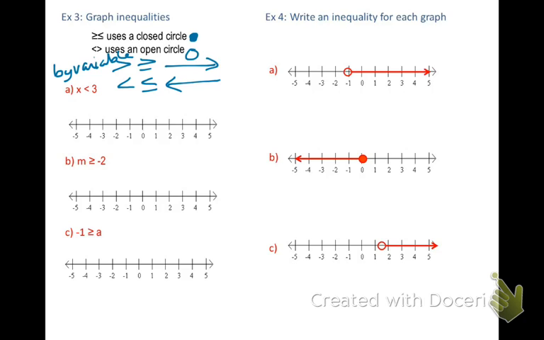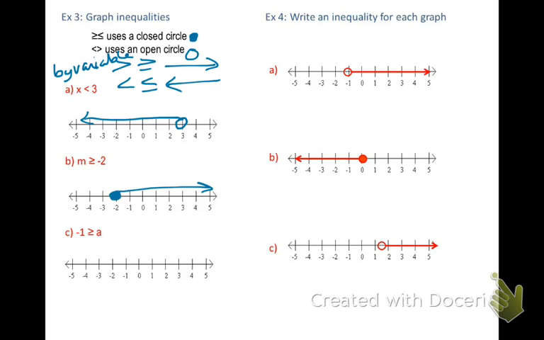Let's try A. It says x is less than 3. So you find 3 on your number line, and it's just less than, so we're going to have an open circle, no equal sign. And it's saying x is less than, so it's smaller than the number, so it goes towards the negatives. B, m is greater than or equal to -2, so here it's -2, but there's an equal sign with it, so it means -2 is included, and it says it's greater than, so you go to the right.